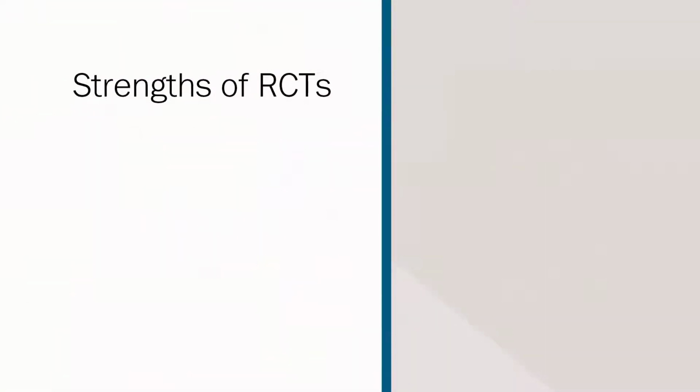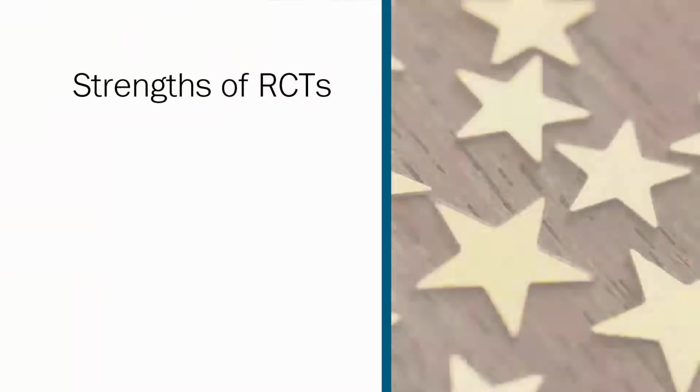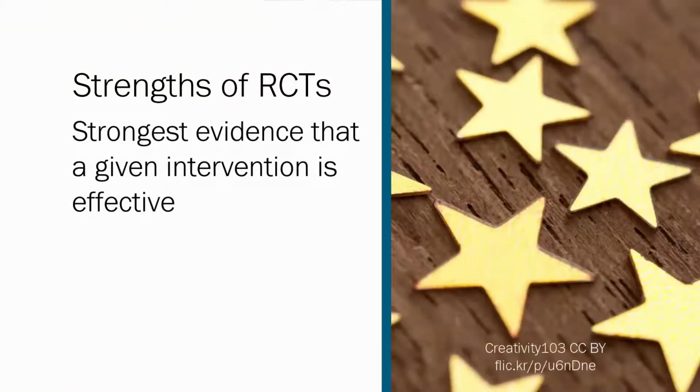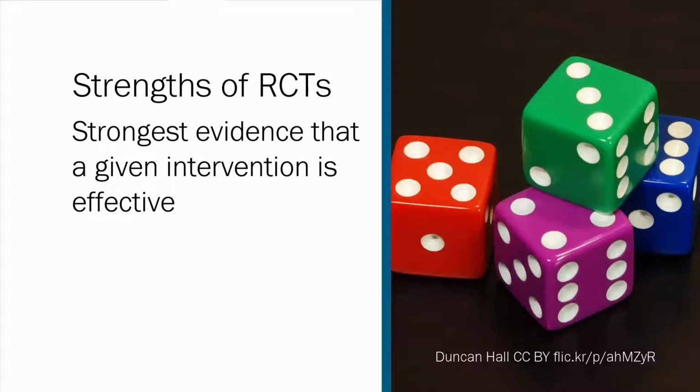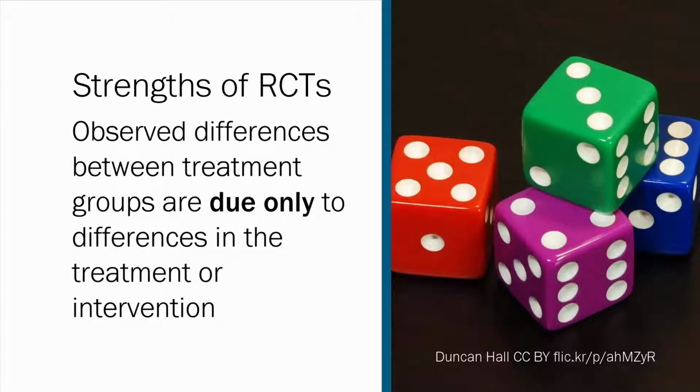Strengths of RCTs. A well-designed randomized controlled trial provides the strongest evidence of any epidemiological study design that a given intervention is effective. The aim of randomization is to ensure that any observed differences between the treatment groups are due only to differences in the treatment or intervention. With good randomization, all participants have the same chance of allocation to the treatment or control group, regardless of when the participant enters the study.